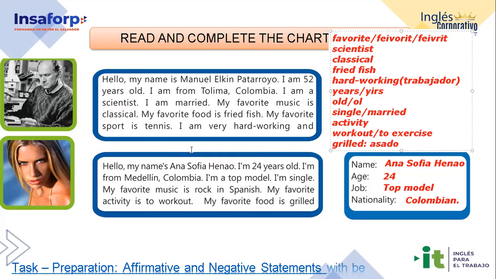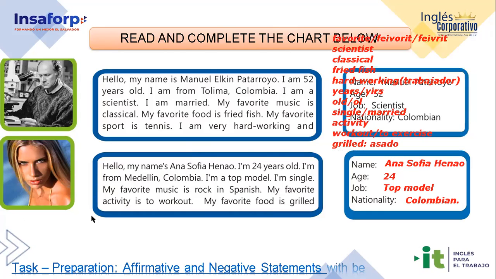Hello. My name is Ana Sofia, and now I am 24 years old. I am from Medellin, Colombia. I am top model. I'm single. My favorite music is rock in Spanish. My favorite activity is work. My favorite food is grill. Okay, excellent.